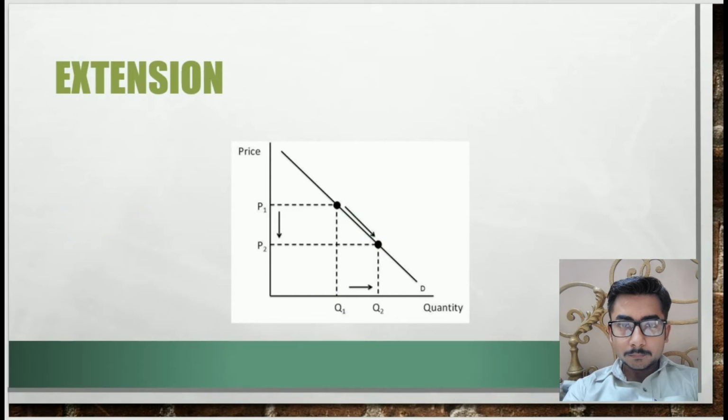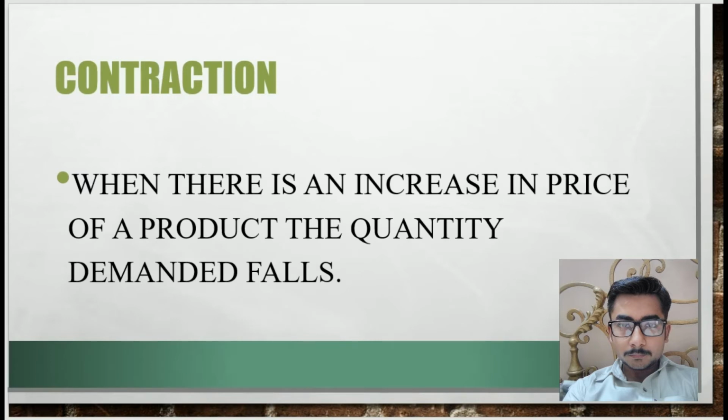On the other hand, what happens when the quantity demanded is decreasing? This is another scenario: contraction. When there is an increase in the price of a product, the quantity demanded falls. This will always be aligned with the law of demand. As you can recall, we studied that the law of demand says when the price is increasing, the quantity demanded will decrease. So this is the same. The new thing here is that we have a technical terminology for this, and the technical terminology is contraction.